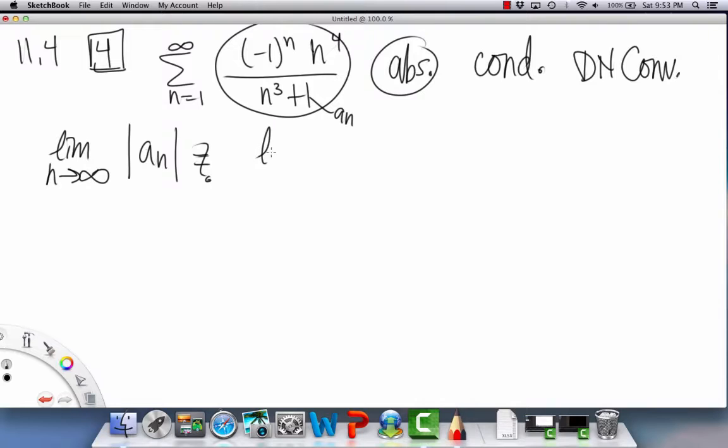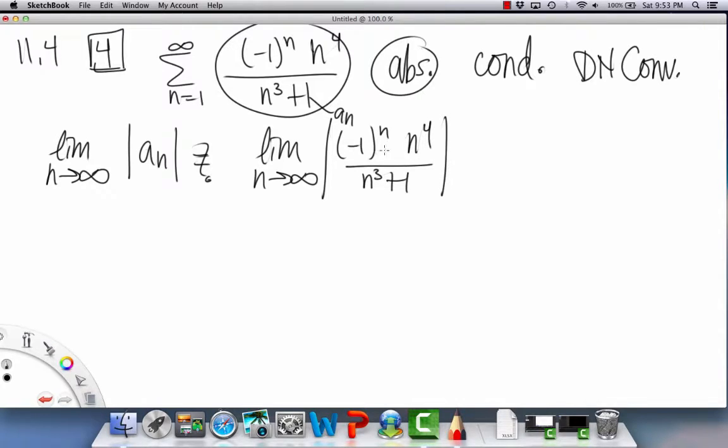So this is the limit as n goes to infinity of the absolute value of (-1)^n n^4 over n^3 plus 1. By writing it with the absolute value signs, you can see that everything within comes out as a positive number. So the -1 in front becomes insignificant, because even if it is a -1, it'll come out positive anyway. So we can ignore that.